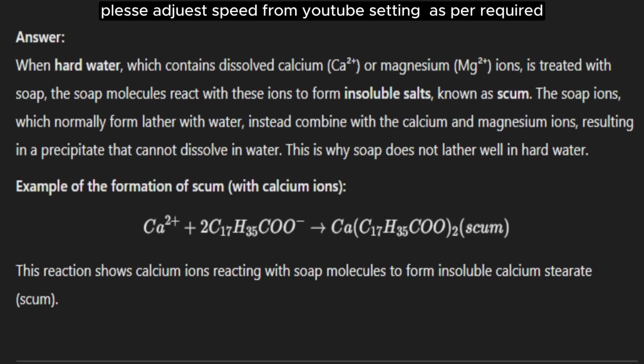Example of the formation of scum with calcium ions. Ca2+ plus 2C17H35COO- gives Ca(C17H35COO)2, scum. This reaction shows calcium ions reacting with soap molecules to form insoluble calcium stearate, scum.